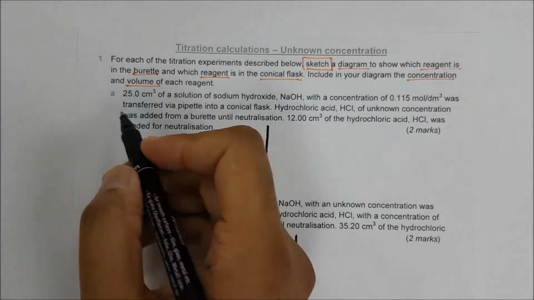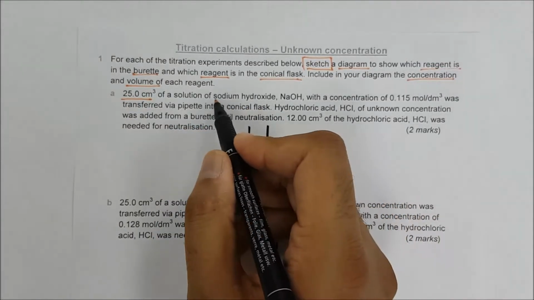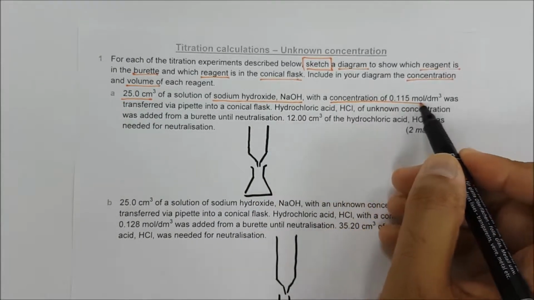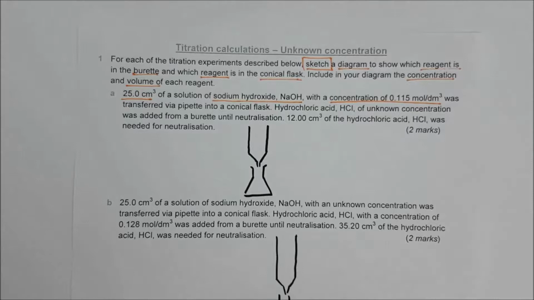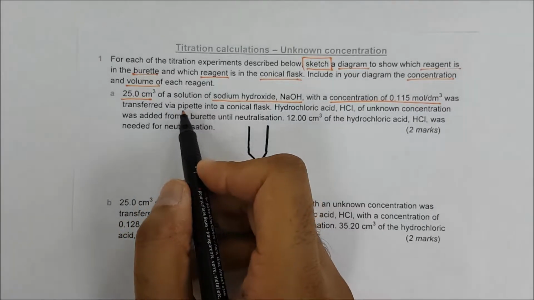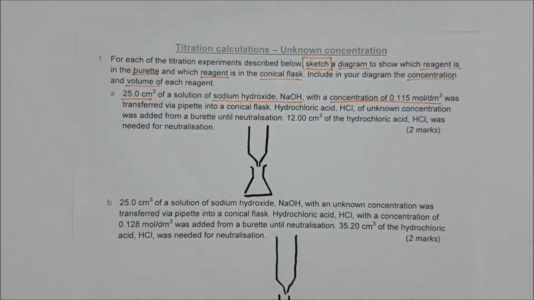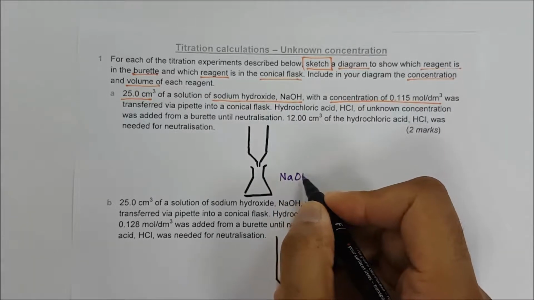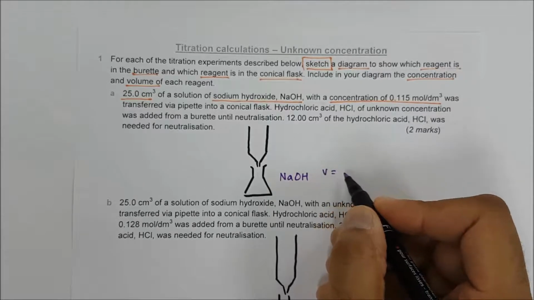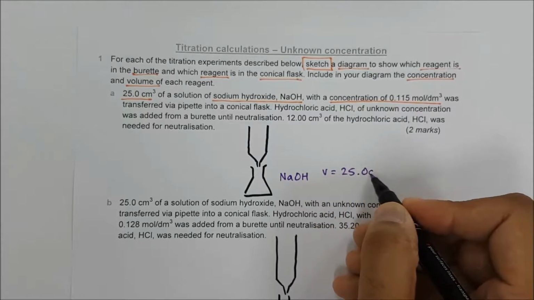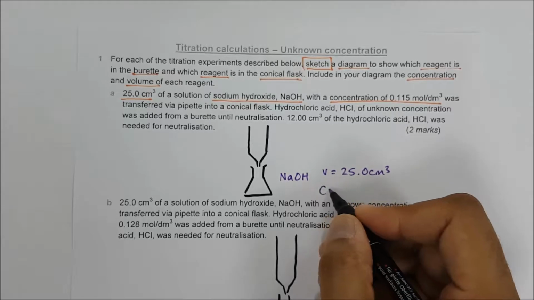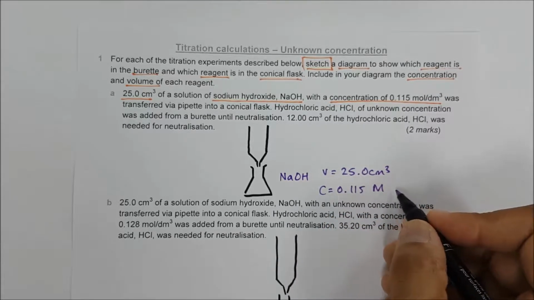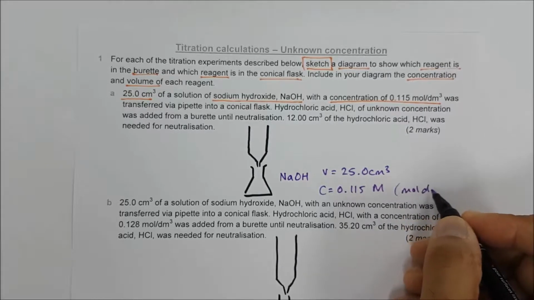So 1A, we have 25 centimeters cubed of sodium hydroxide, which is a base, and it has a concentration of 0.115 moles per dm cubed. It was transferred via pipette into a conical flask. What that tells us is the NaOH in this reaction is in the conical flask. The volume was 25 centimeters cubed, and the concentration 0.115 capital M molar, or mole per dm cubed.